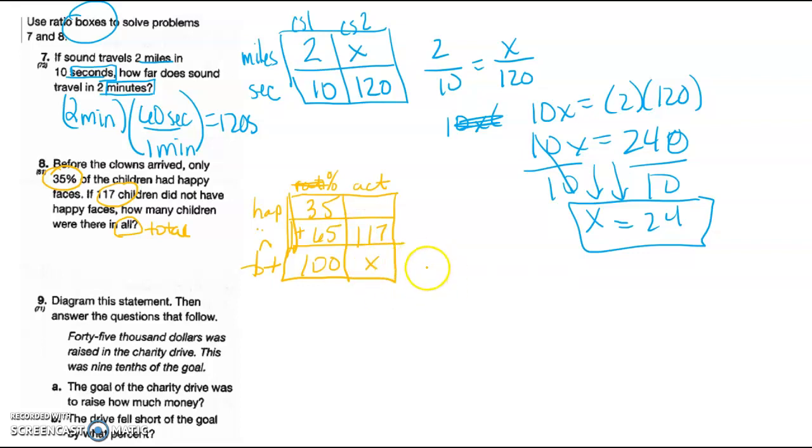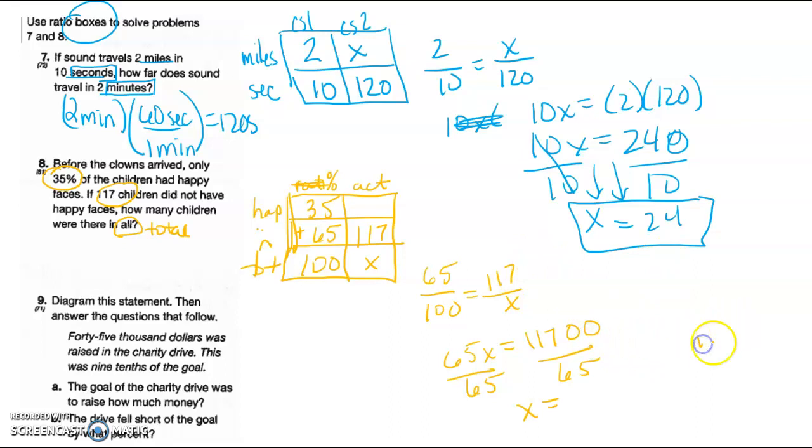So here's my ratio box, here's my proportion, and then I cross multiply. 65x is equal to 117 times 100. Divide, and I get my answer is 180 total children.